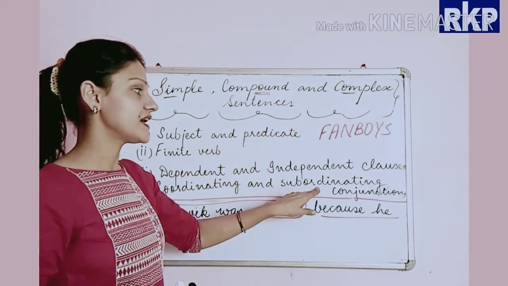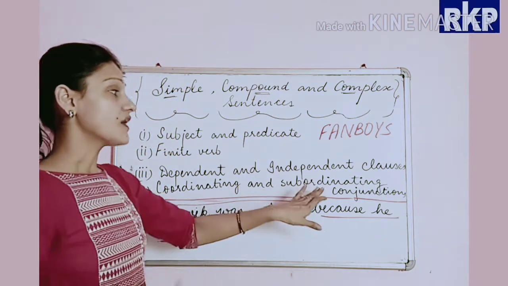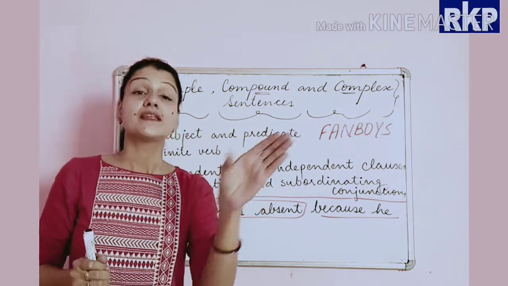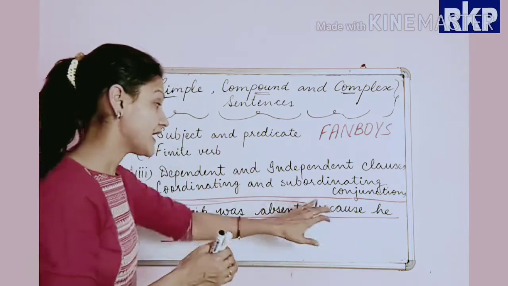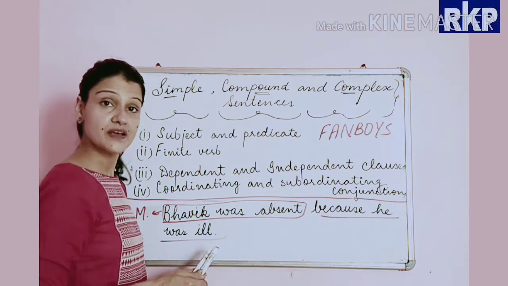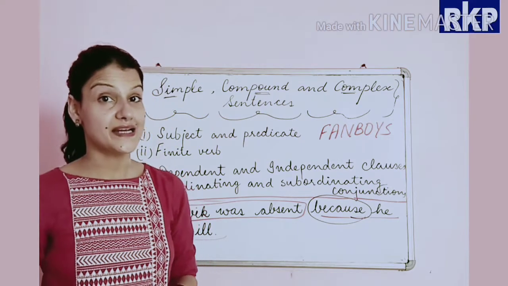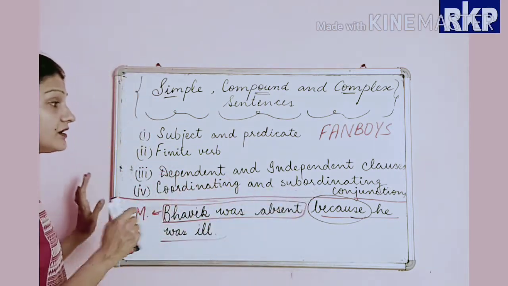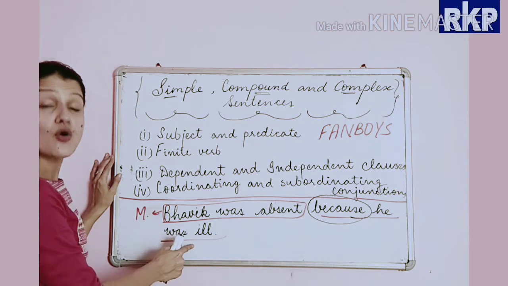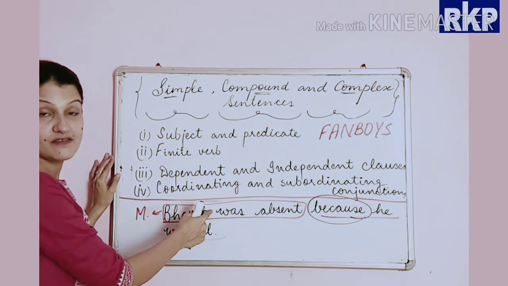And now subordinating conjunctions. We have the example here. Subordinating conjunctions always join the main clause and the subordinate clause. Like you see here, Bhavik was absent because he was ill. Now this is our subordinate clause, and this is the conjunction, because. This is a subordinating conjunction. So you can clearly see here, subordinating conjunctions are used to join a subordinate or dependent clause with an independent clause, the main clause.